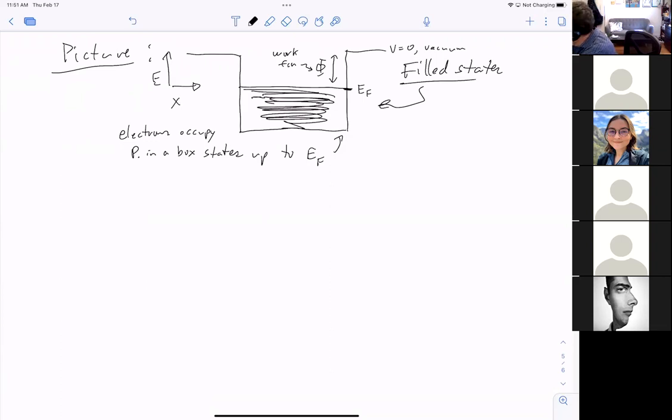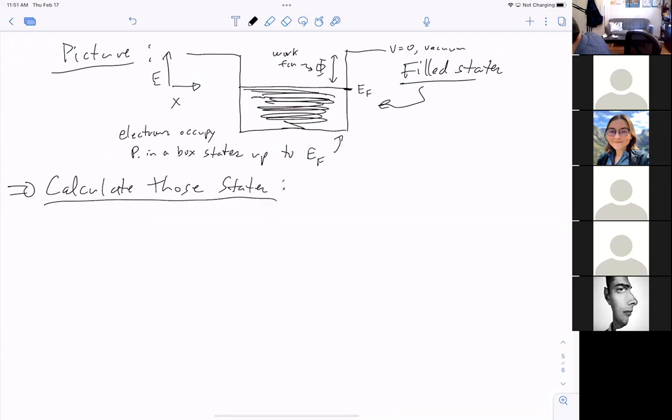Okay. So now let's calculate those states. So now we're going to do some quantum mechanics. Let's calculate those states. So this is sort of just review because you all have done this. So let's use quantum mechanics for the particle in a box.